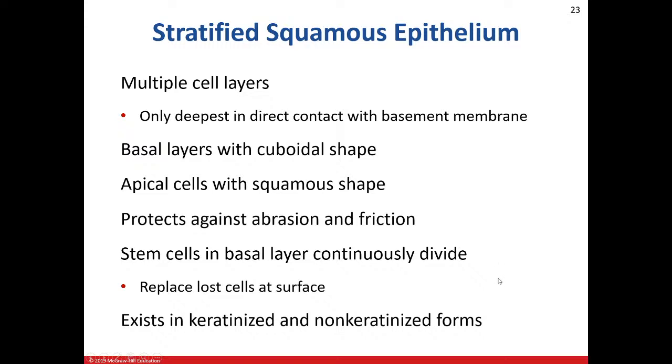So you can have it in keratinized and non-keratinized forms. So in other words, that's with the protein called keratin or without the protein called keratin. Cells that produce the protein keratin are called keratinocytes.